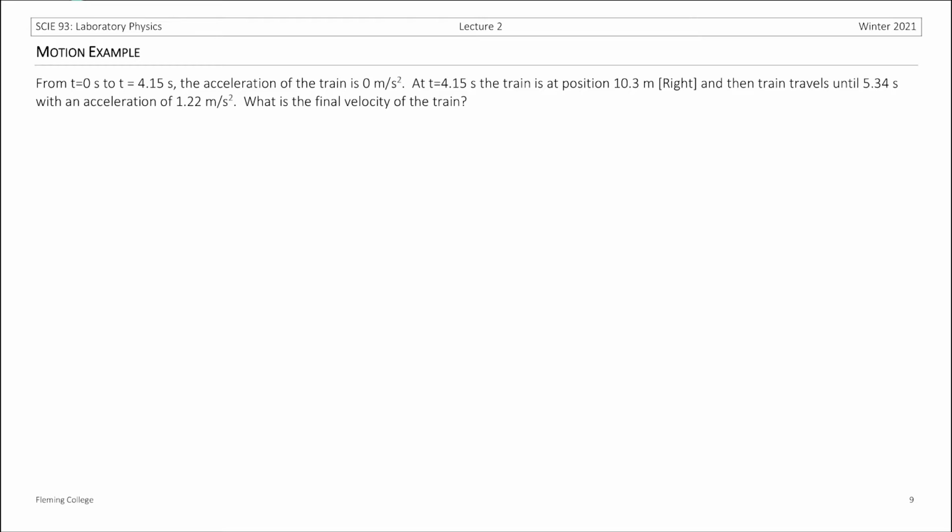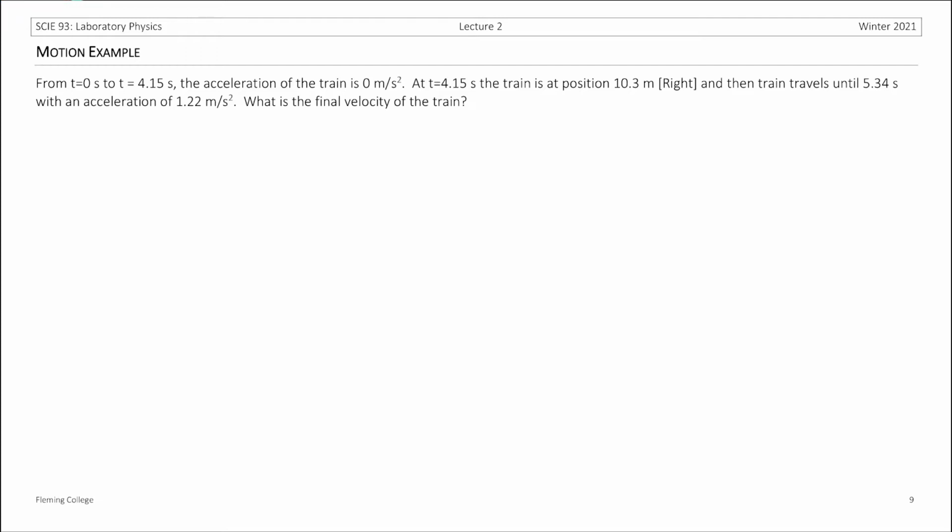The first motion example: from time equals 0 seconds to time equals 4.15 seconds, the acceleration of the train is 0 meters per second squared. At time equal to 4.15 seconds, the train is at position 10.3 meters. And then the train travels until 5.34 seconds with an acceleration of 1.22 meters per second squared. What is the final velocity of the train?